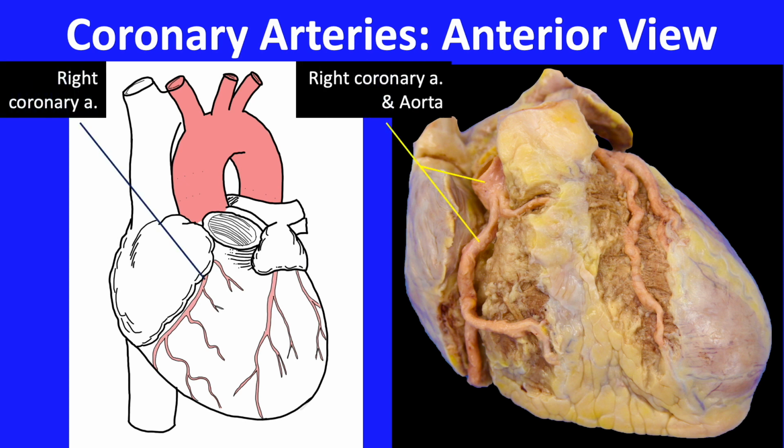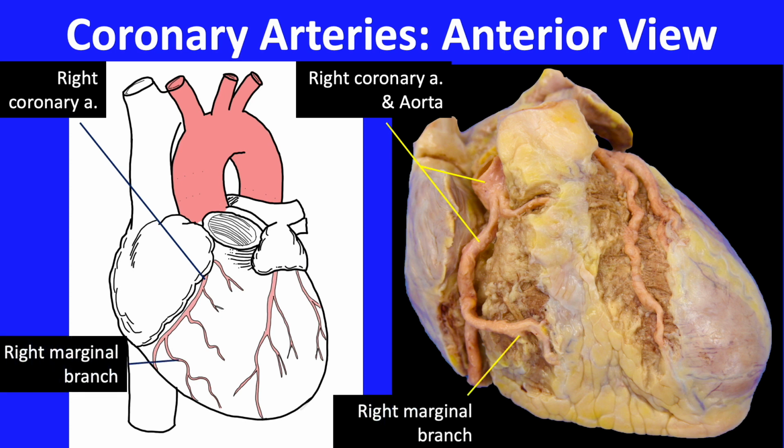The right coronary artery emerges from the aorta and is found in the atrioventricular sulcus. Although various branches can emerge from the right coronary artery onto the surface of the right ventricle, the only artery that is granted its own proper name is the right marginal branch.